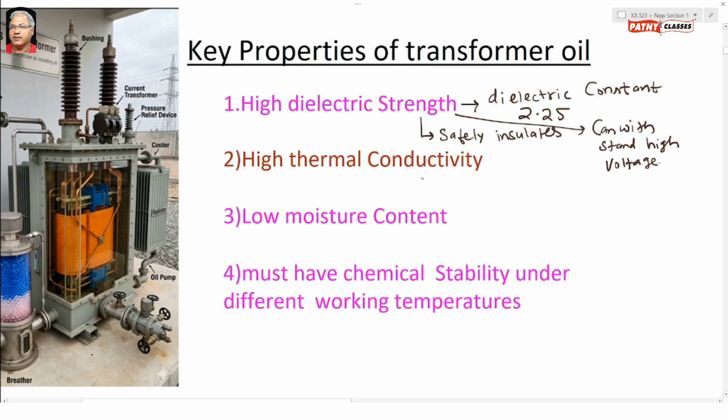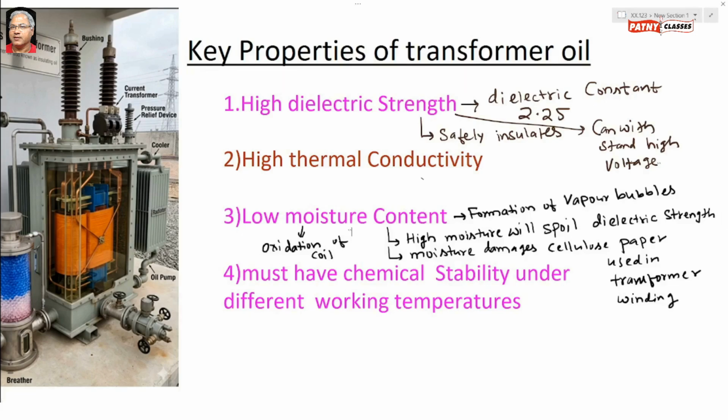Now the second property is high thermal conductivity. The transformer oil must have high thermal conductivity. Why? The reason is, as we already discussed, that during the operating condition of the transformer, high heat is generated. This heat must be transferred to the outside air, dissipation of heat. So this transformer oil must be a good conductor so that the heat generated inside the transformer is carried outside. Therefore, the second requirement of transformer oil is high thermal conductivity.